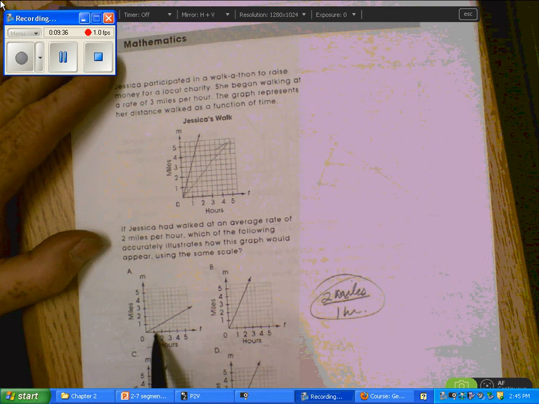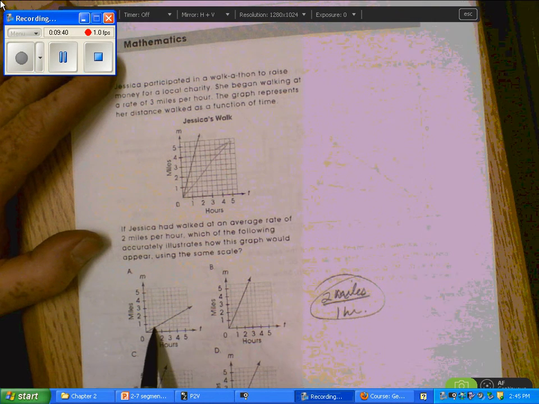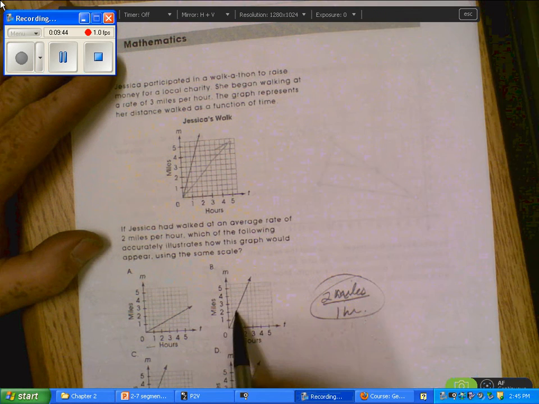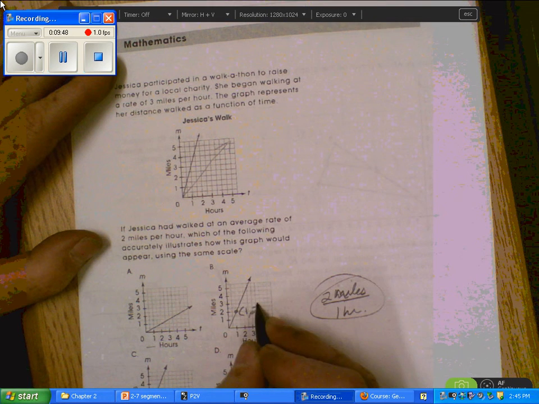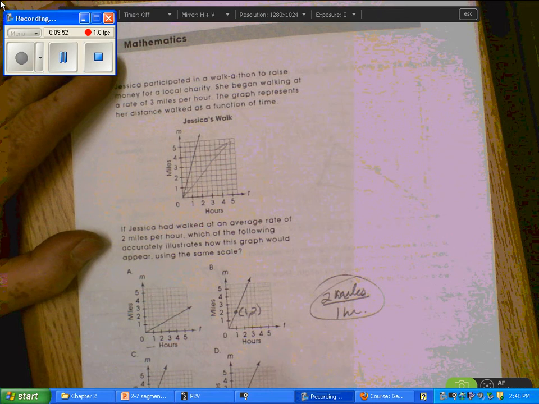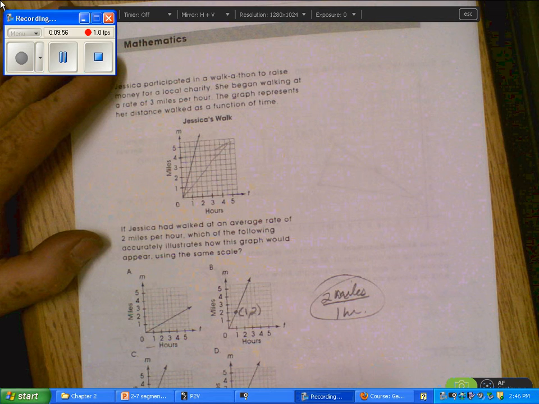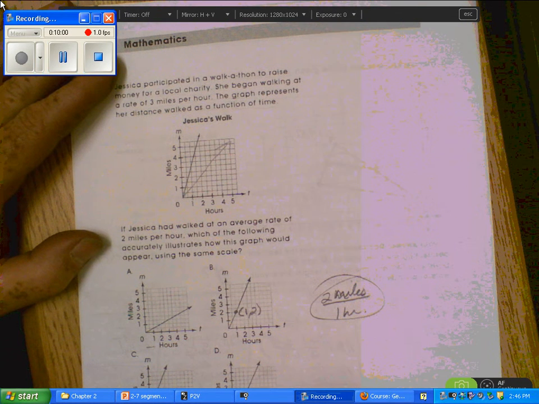So we look here, 1 hour, looks like it's about a half a mile, so that's probably not right. 1 hour goes up to here, so that's about 1 hour, 2 miles. That one looks like it might be right. Here, 1 hour, 2 miles would be right there, so that one can't be right. 1 hour, 2 miles would be about there. So that one can't be right, so it's got to be B.